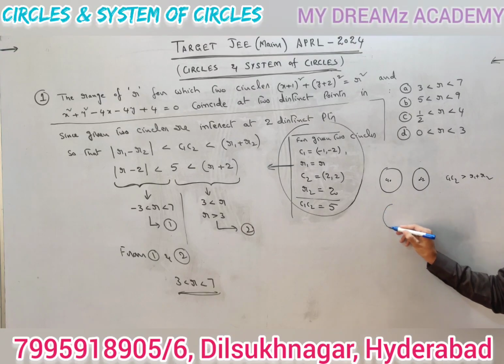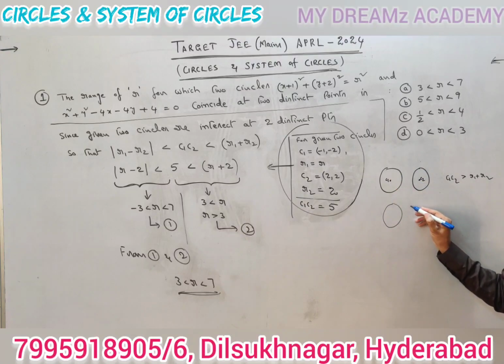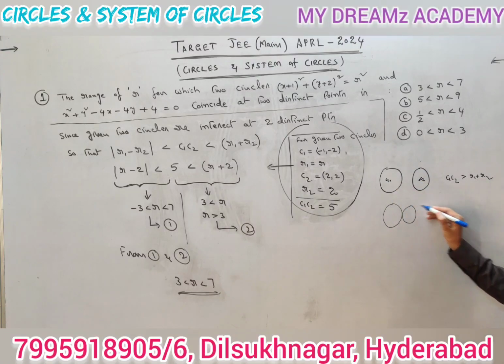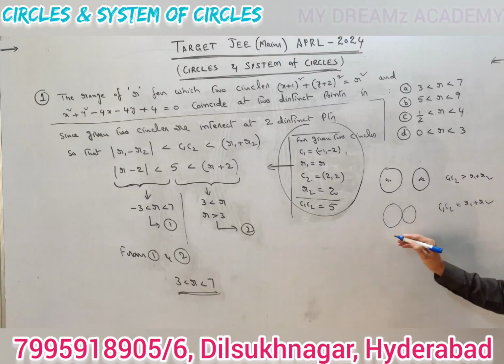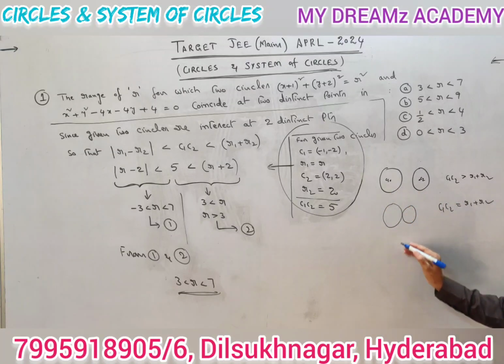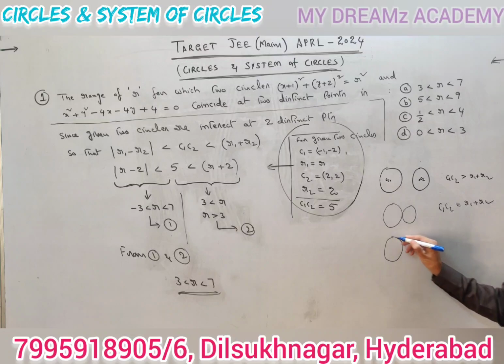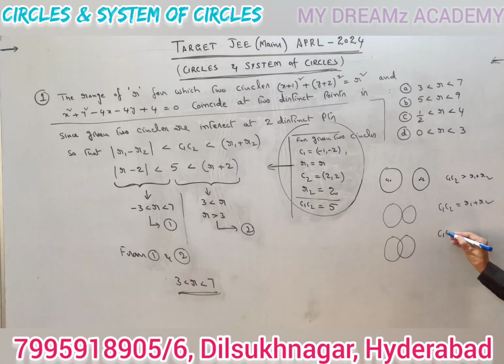Whenever the two circles touch each other externally, means if you push this circle toward this side, the circle may touch like this, then the condition will be C1C2 equal to R1 plus R2. So in this the circles touch each other externally. Still if I push the circle, it is going to come like this, the circles are intersected. In this, case 3, C1C2 is less than R1 plus R2.